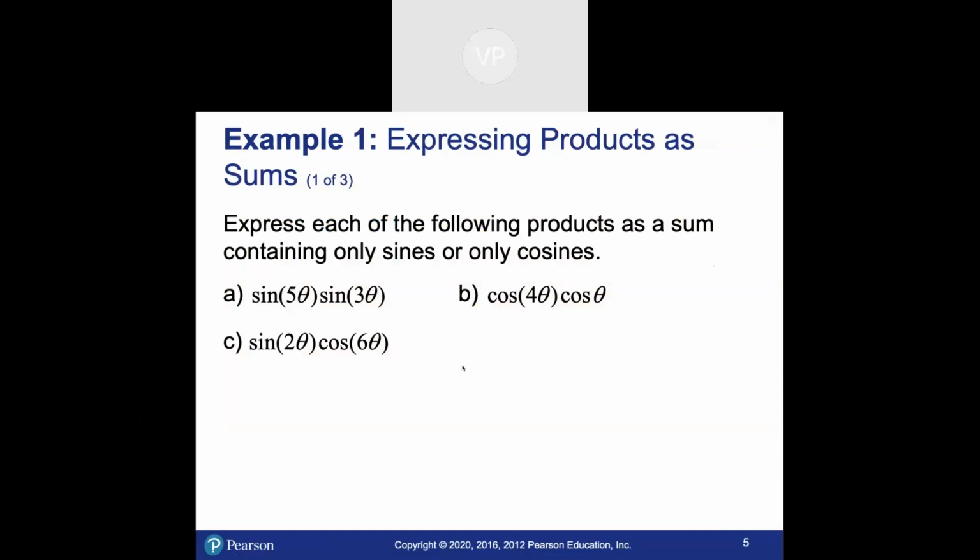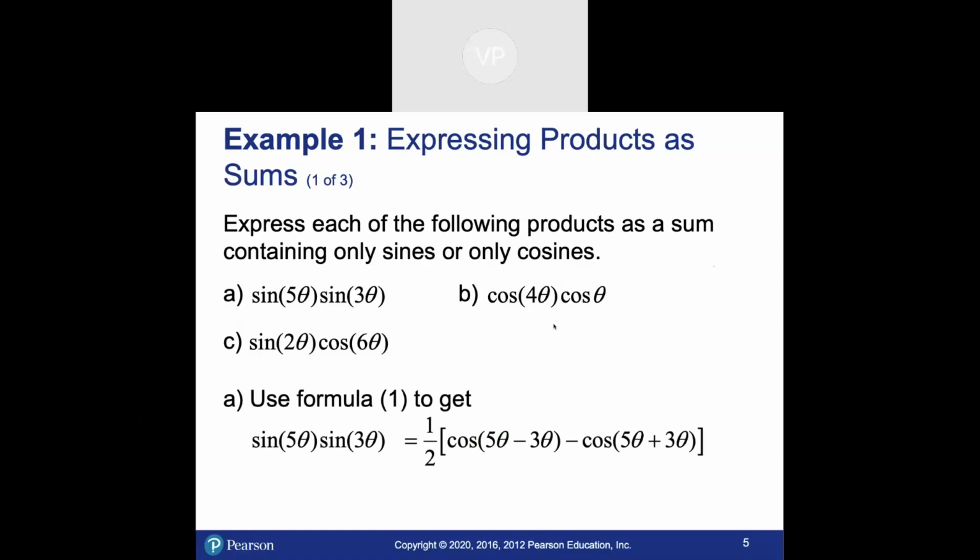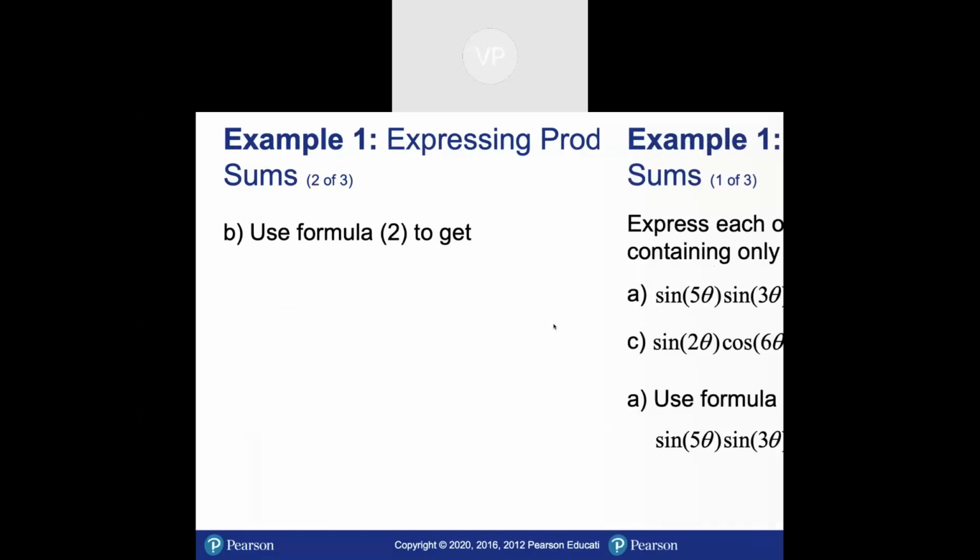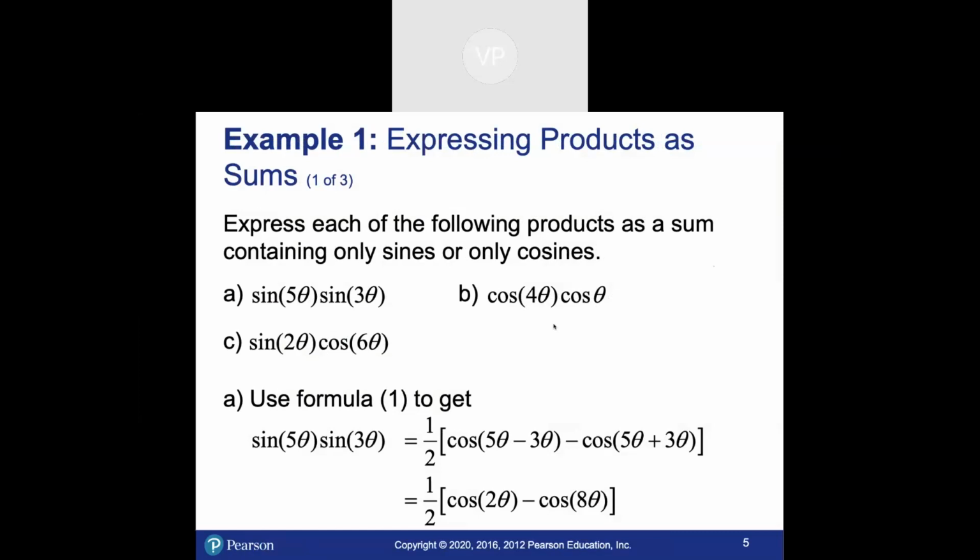Okay, so here in the first one, without actual numbers, they're going to have sine of 5 theta, sine of 3 theta, sine of 2 theta, cosine 6 theta, cosine 4 theta, cosine theta. And we're just going to use the formulas to rewrite them in different versions. So, formula 1, and again, we're working sine 5 theta times sine of 3 theta. And remember the formula. We have 1/2 bracket, the cosine of the difference of the two minus the cosine of the sum of the two. So simplify that. You get 1/2 bracket cosine 2 theta minus cosine 8 theta. And stop right there. That's pretty much all we need to do.